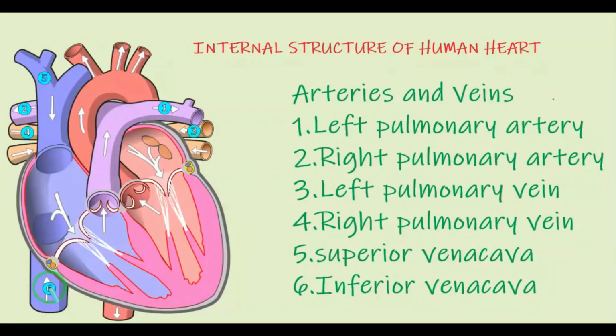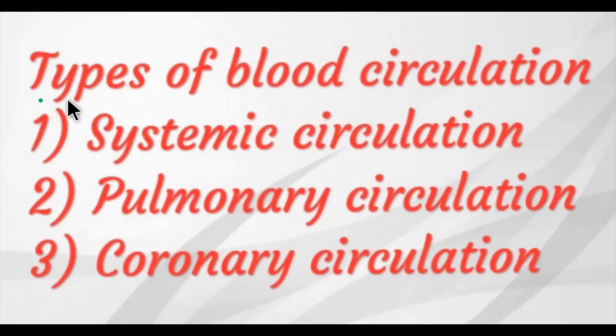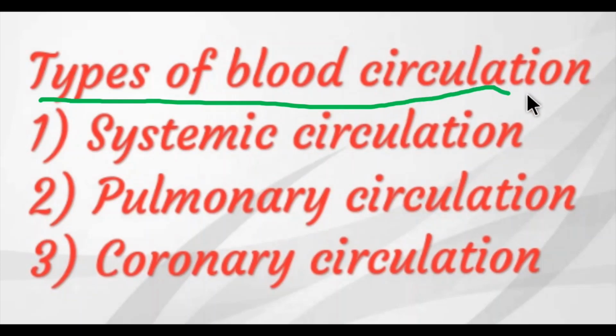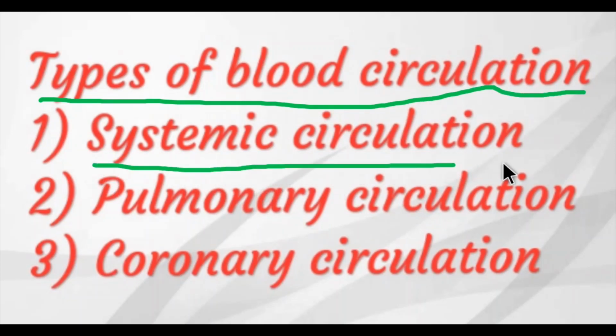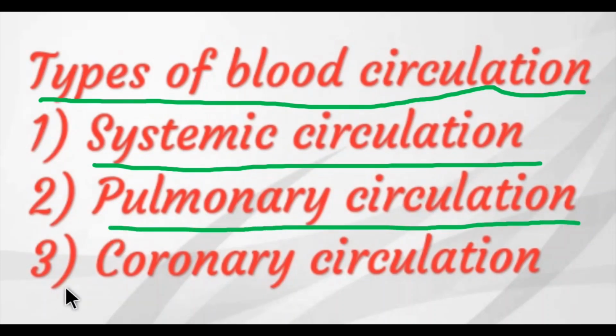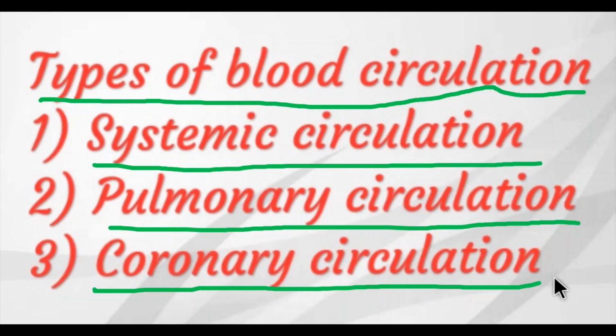Okay, now let's enter into today's topic. Types of blood circulation. There are 3 types of blood circulation. They are systemic circulation, and second one is the pulmonary circulation. Third one, coronary circulation. So 3 types of blood circulation: systemic circulation, pulmonary circulation and coronary circulation. Now let's see one by one.